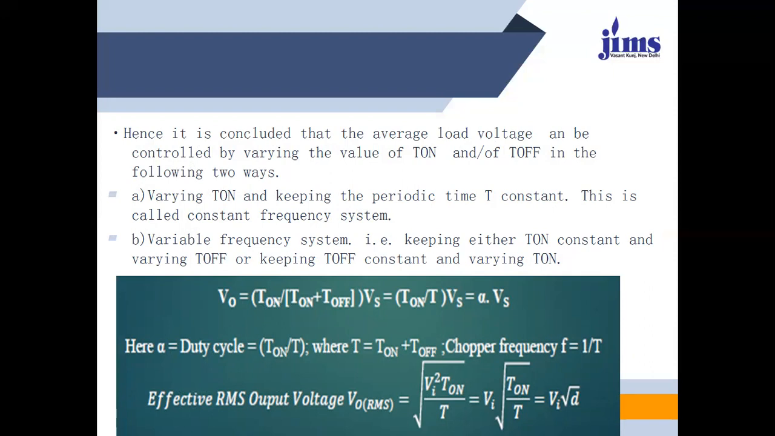For finding the effective RMS output voltage, V output RMS equals the square root of Vs squared times T on upon total T, which is Vs times the square root of T on upon T. So we get Vs times the square root of D, where D is the duty cycle of the system.